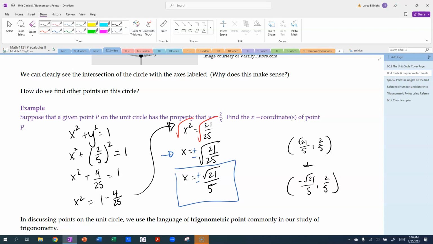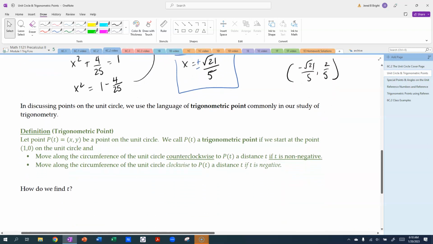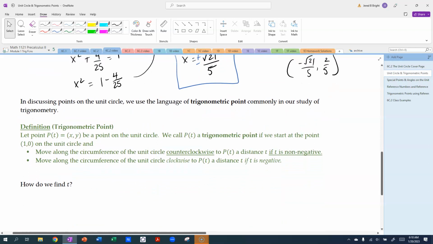Let's not do that. But these points that we find on the unit circle, we call those trigonometric points. Okay, and this is a key bit of language, so really take your time with this. Let's just go through the definition bit by bit. Point P of t, we don't know what t is, but that's an xy coordinate, is a point on the unit circle, and we call that point a trigonometric point if we start at the point 1, 0 on the unit circle and then move to this point counterclockwise, a distance of t.